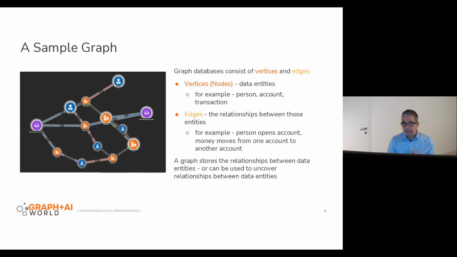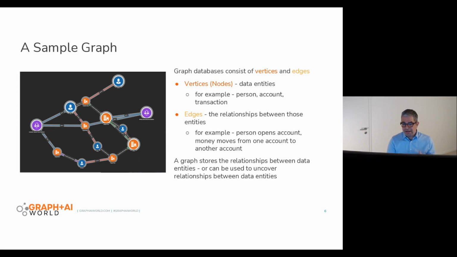and edges. A vertex is a data entity, and that can be, for example, a person, a human being, an account, or a transaction, real estate, whatever you can imagine. And then you have the edges, and these edges represent the relationships between those entities. That can be, for example, a person opens an account, that's an edge. Or money that moves from one account to another account, that's an edge. So a graph database stores the relationship between data and entities.